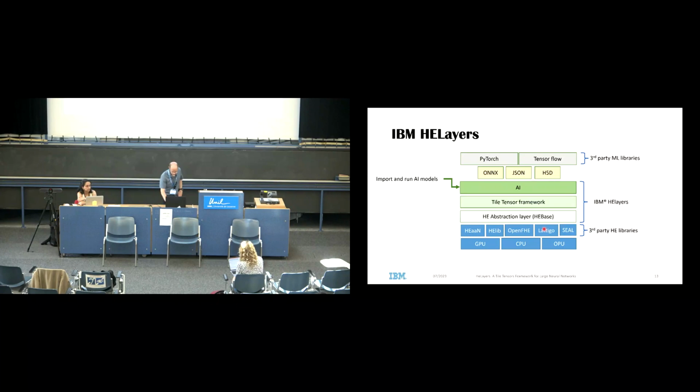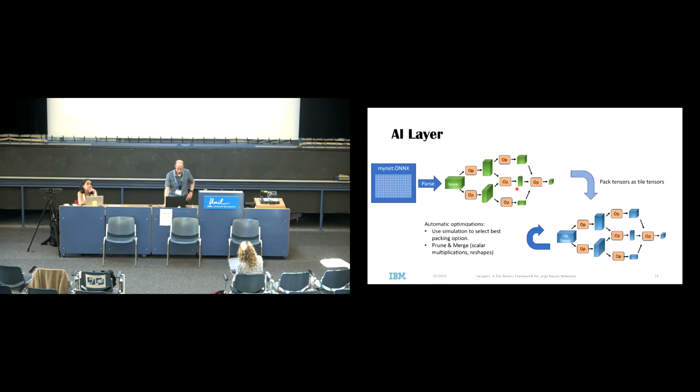Okay, so on to the next layer, the AI layer. It is used for running AI models. What it does, it can read an AI model from ONNX file or other formats that we support, and it reads from them a tensor circuit, a circuit that defines a computation on tensors with various operators.